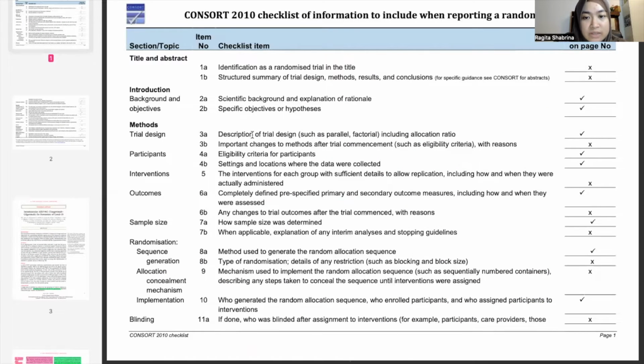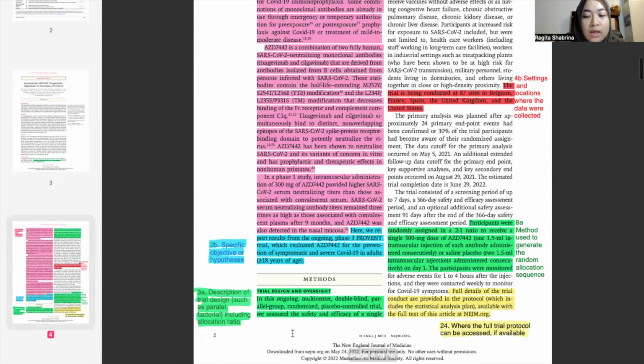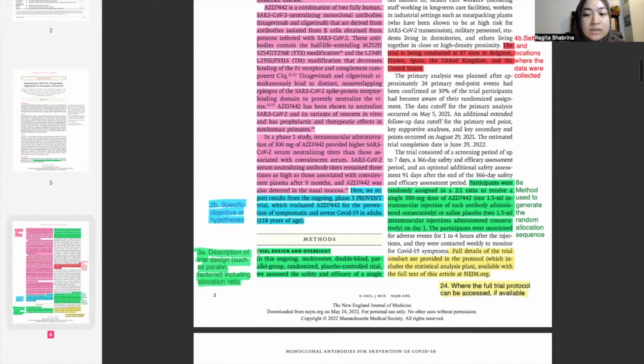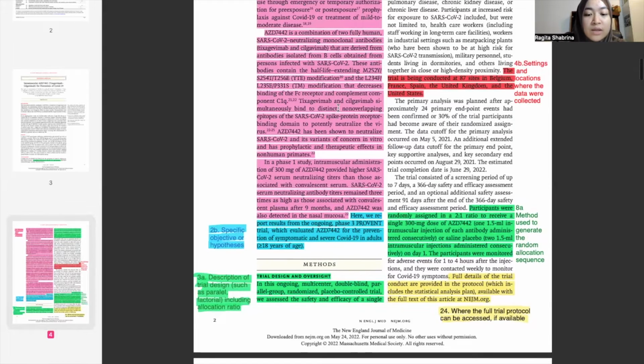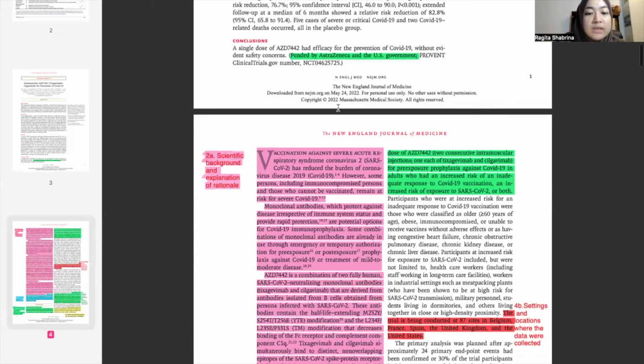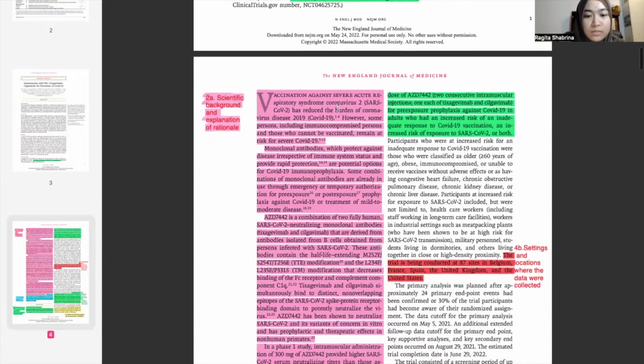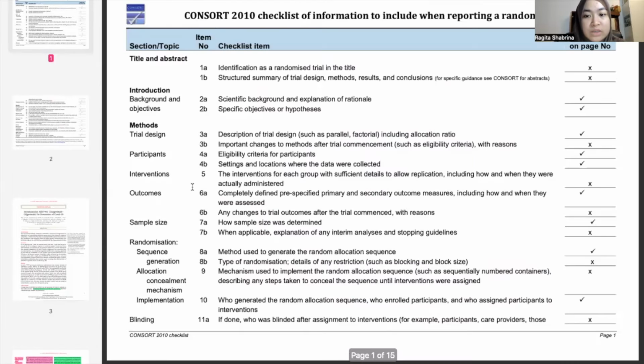The definition is a description of trial design, such as parallel or factorial, including allocation ratio. In 3A, as in the green highlight, the trial design and oversight: in this ongoing multicenter, double-blind, parallel-group, randomized, placebo-controlled trial, we assess the safety and efficacy of a single dose of AZD7442. And next, we move to 4A, which is eligibility criteria for participants.